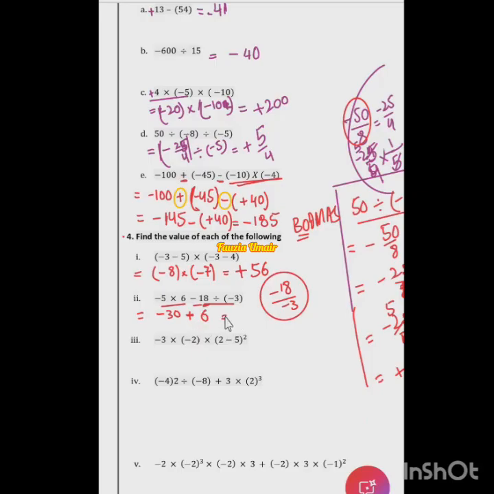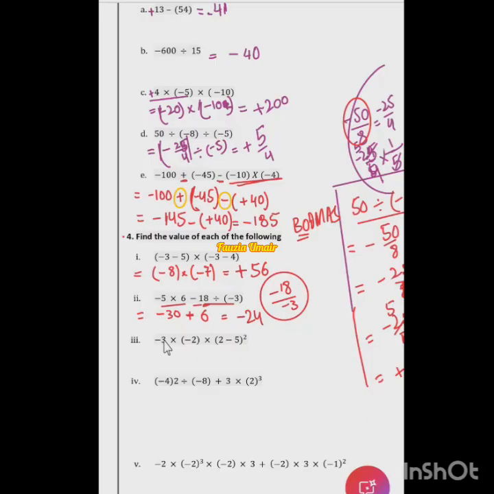So now we can simply solve this operation. Minus 30 plus 6, unlike terms. So we will do the subtraction and put the sign of the bigger number. What will be the answer? Minus 24. Very good.